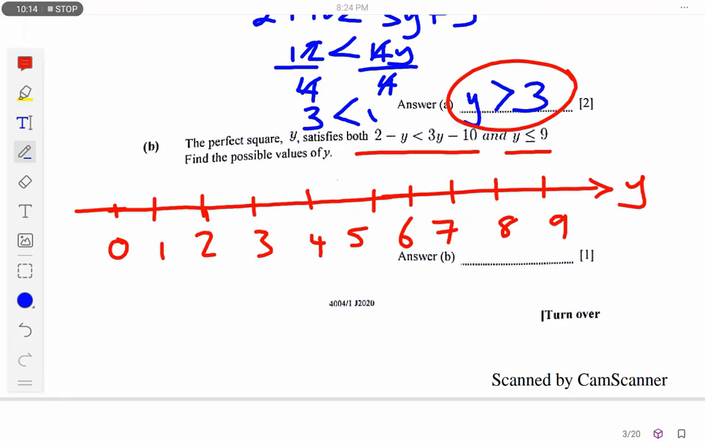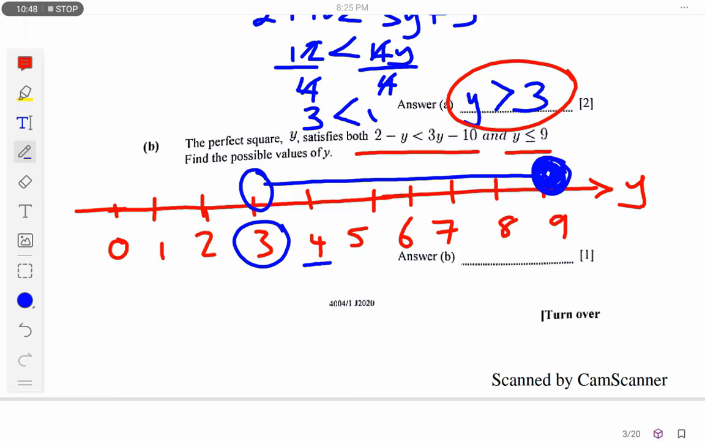Then for the first one, where my y is greater than 3, it's not shaded there. Then it goes to y is less or equal to 9. It's going to be shaded, this one. We can shade this. So the possible values are here. These are all the possible values there. Okay. So possible values of y, we can say they are, here we have 4. We can take 4 here. We can't take 3 there because it is not included.